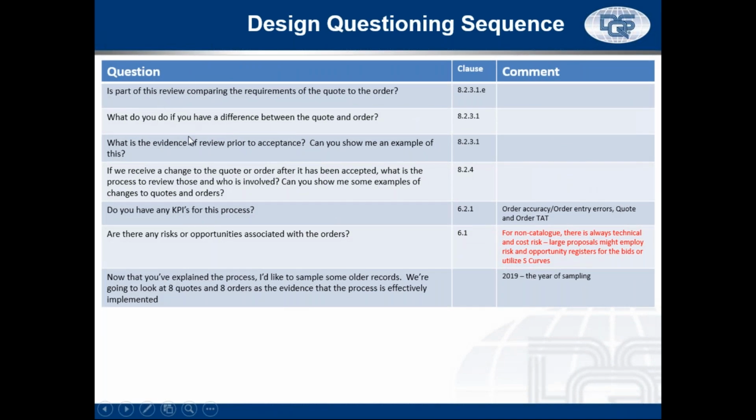You'd ask some questions about reviewing quotes to orders. You ask for evidence of review prior to acceptance. You want to see some examples. Now you're going to ask for KPIs. Again, I mentioned before on-time delivery.